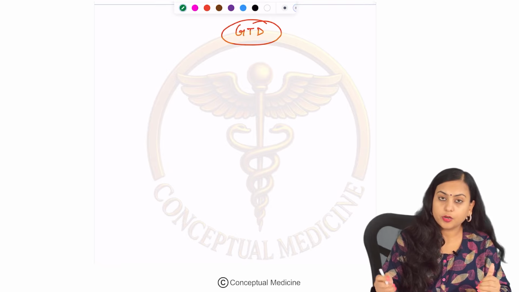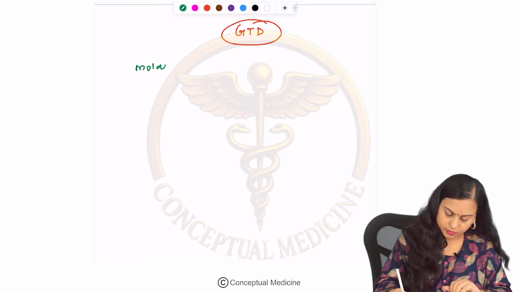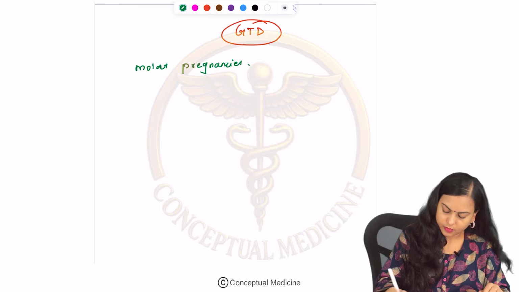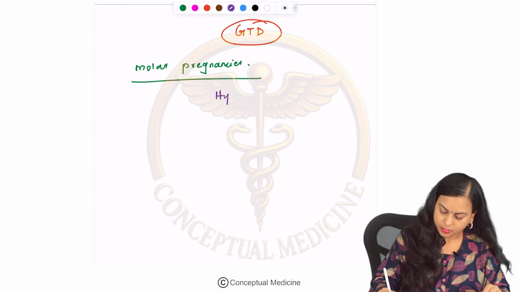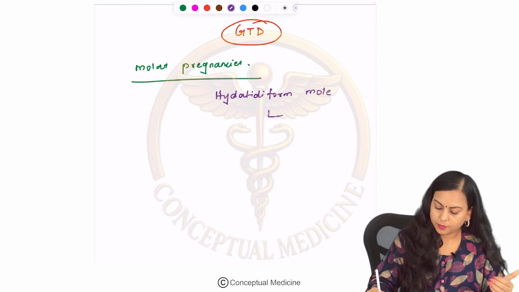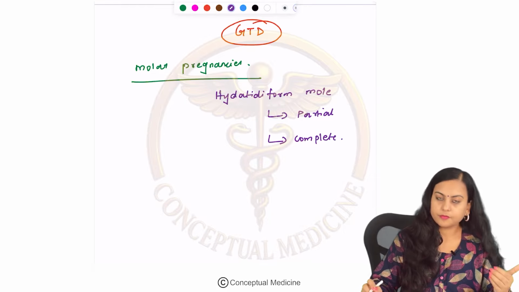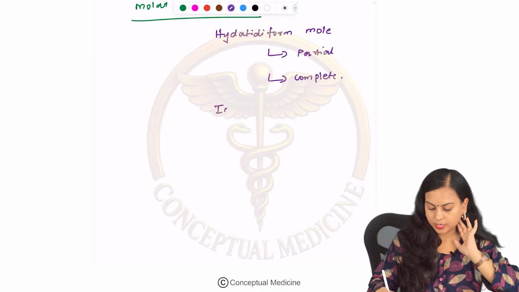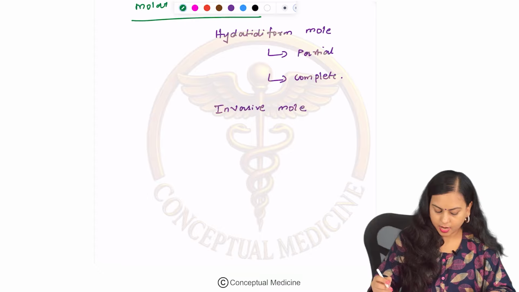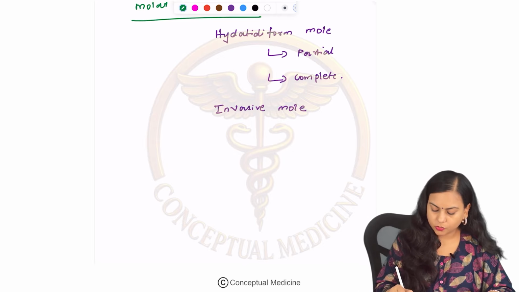Now, let's talk about the classification of gestational trophoblastic disease. We have molar pregnancies, that is hydatidiform mole, which can be a partial one or a complete one, or it can be an invasive mole also, right? And you can have trophoblastic tumors.